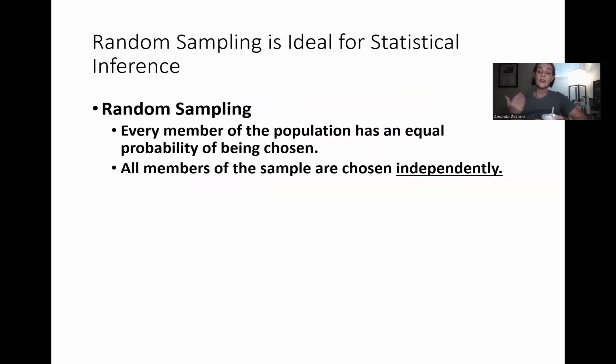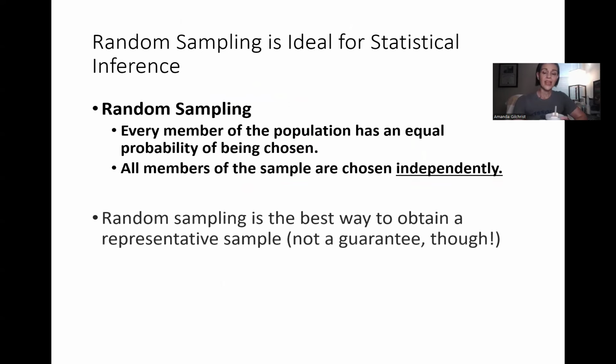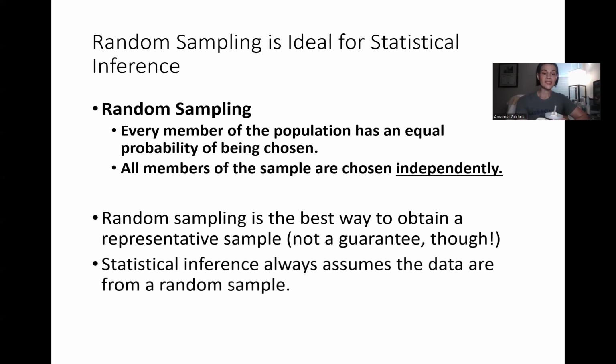As a refresher, with random sampling, every member of the population has an equal chance of being chosen, or an equal probability of being chosen, and all members of the sample are chosen independently from one another. And random sampling is going to be the best way to obtain a representative sample, but remember that it's not a guarantee. Your sample size is also going to play a role in terms of the quality of your estimate. But statistical inference is always going to assume that data are from a random sample.